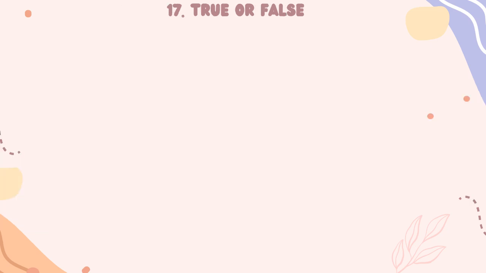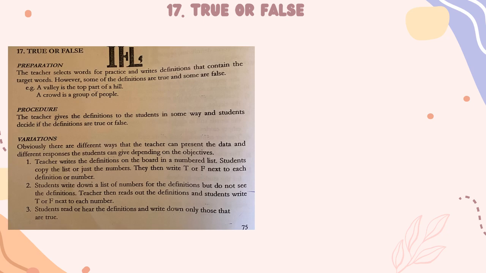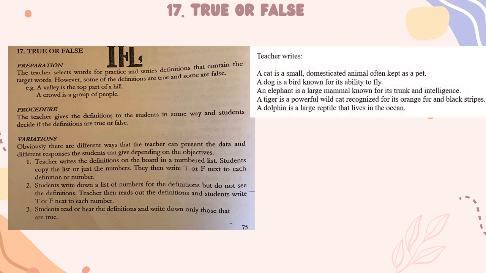Technique number 17 is true or false. It's pretty self-explanatory as well. The teacher selects the target words she wants students to practice today. In this technique, the teacher gives the definition of the word in a sentence and lets students guess whether they are true or false. Now, if you look at the example, the teacher writes 5 sentences as follows.